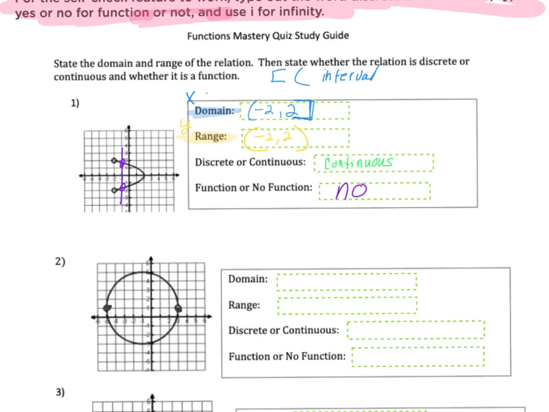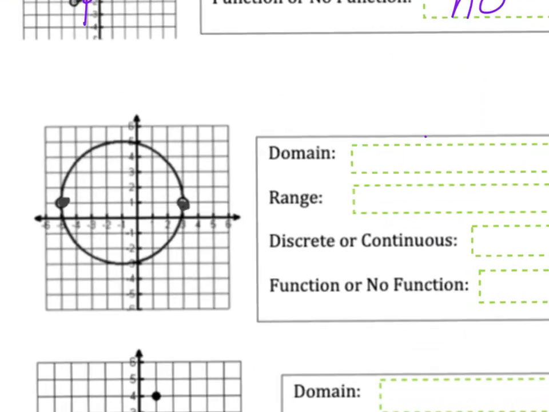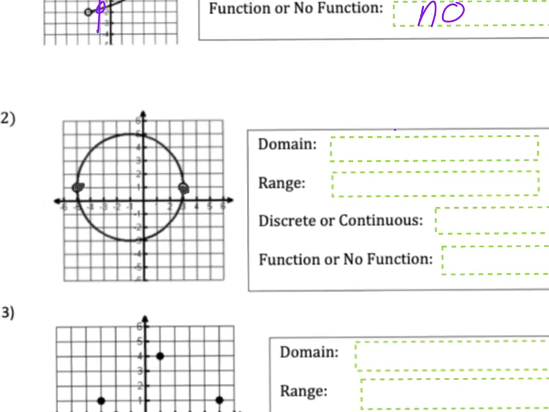Okay, so for number 2, let me kind of zoom in here a little bit for you guys so it's a little easier. Oh. I said zoom, iPad. Okay.